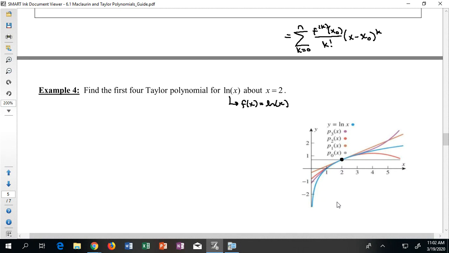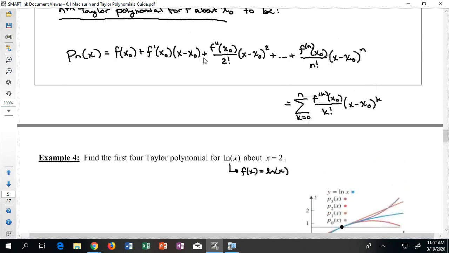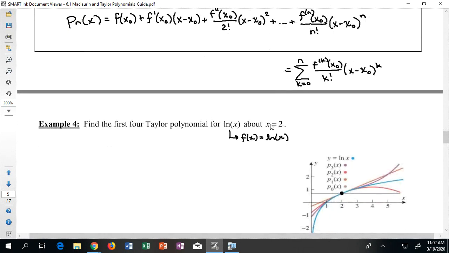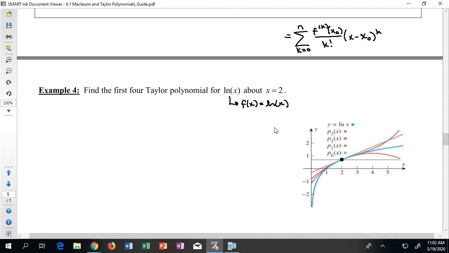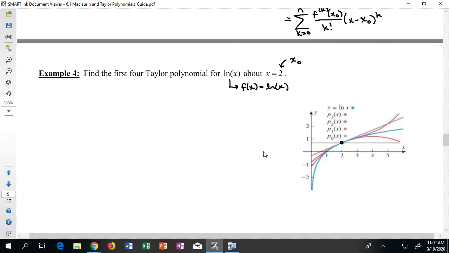And if I want to start creating all of my different terms in my polynomials, I need to know derivatives of this function and be able to plug in the special x that I'm starting at, which is 2. So notice here that my 2 right now, that's my x0. Okay, so I'm going to start by taking a look at my function and its derivatives. All right, so we see that f of x is equal to the natural log of x.